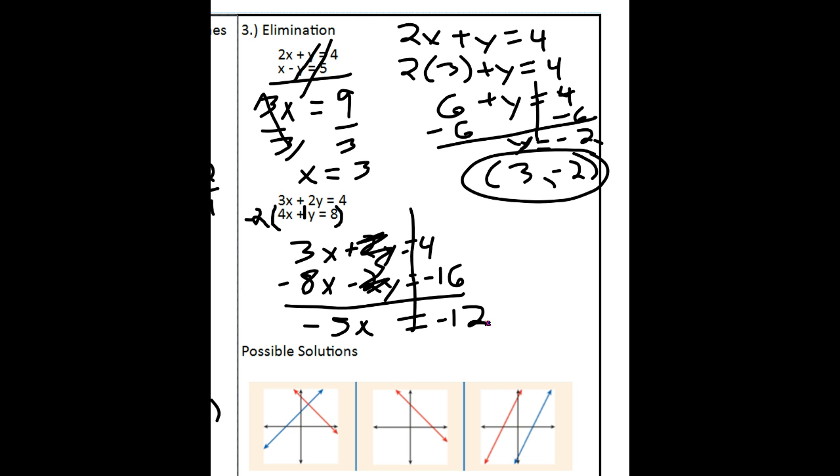In order to get that x by itself, I'm going to divide by negative 5. And I end up with x equals negative, well, the negatives cancel out. I'm left with x equals 12 over 5. And in order to figure out what the y value is, I have to plug that x value back into one of the equations and solve for y. I'm not going to do that in this case because this looks like a very ugly number, 12 over 5.